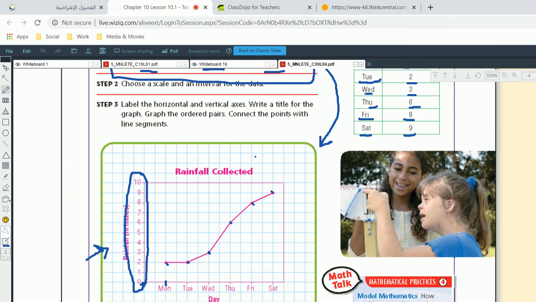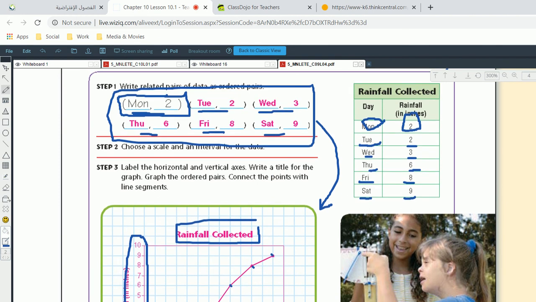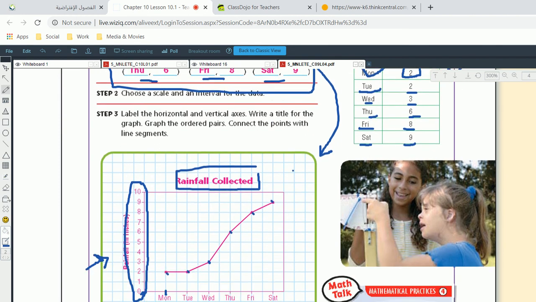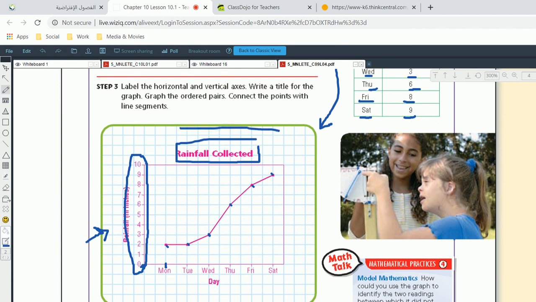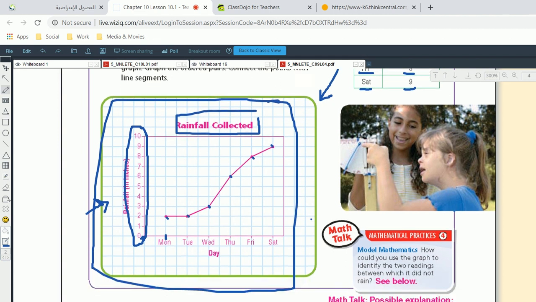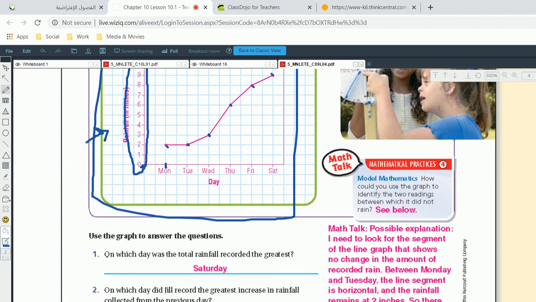So this is the rainfall collected. We represented this data inside the table with this graph, and that's our answer. Use the graph to answer the question. On which day was the total rainfall recorded the greatest?